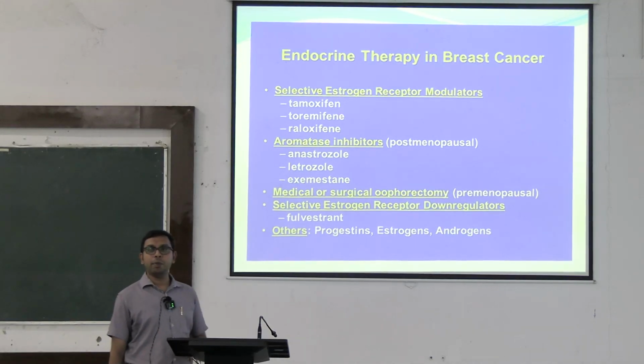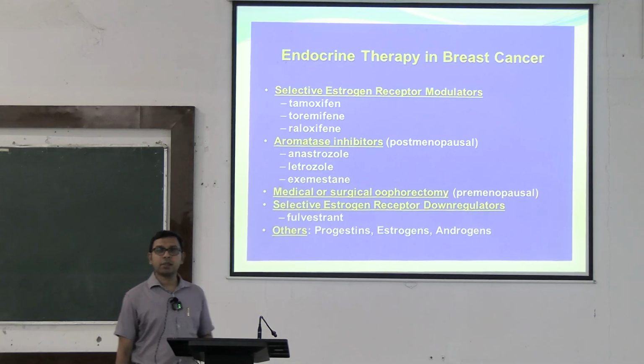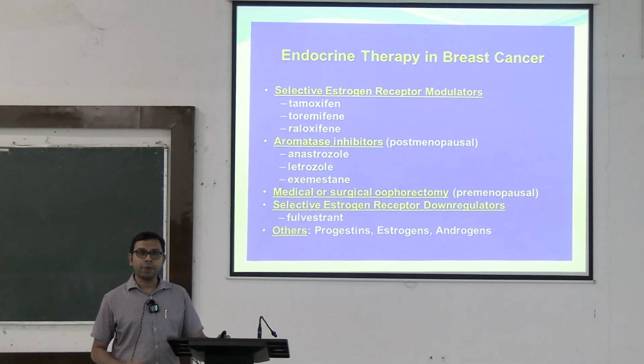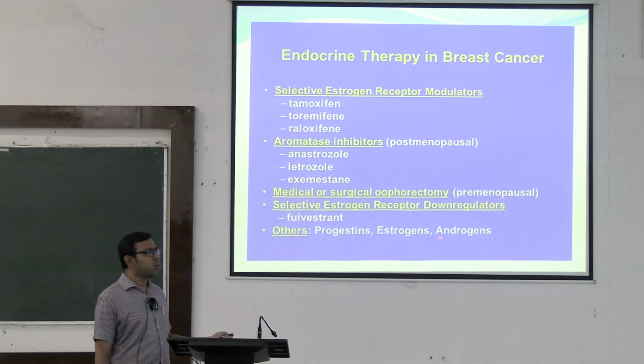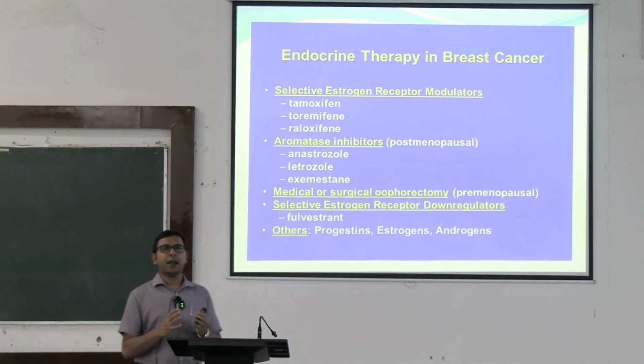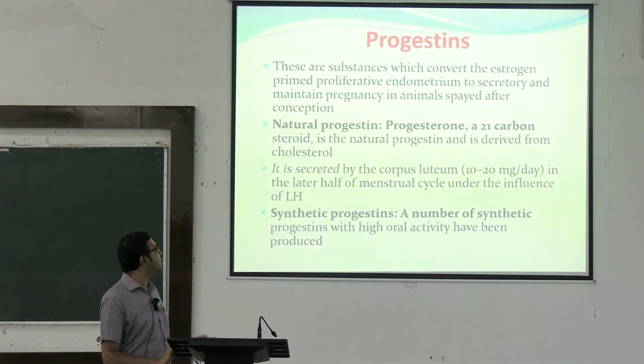Usually it is done in pre-menopausal patients. Selective estrogen receptor down-regulators like fulvestrant, already we have discussed. This can also be used in tamoxifen resistant breast carcinoma. Apart from this, some progesterone, some estrogen, some androgens can also be added with this. So this is how the management of breast carcinoma is done.